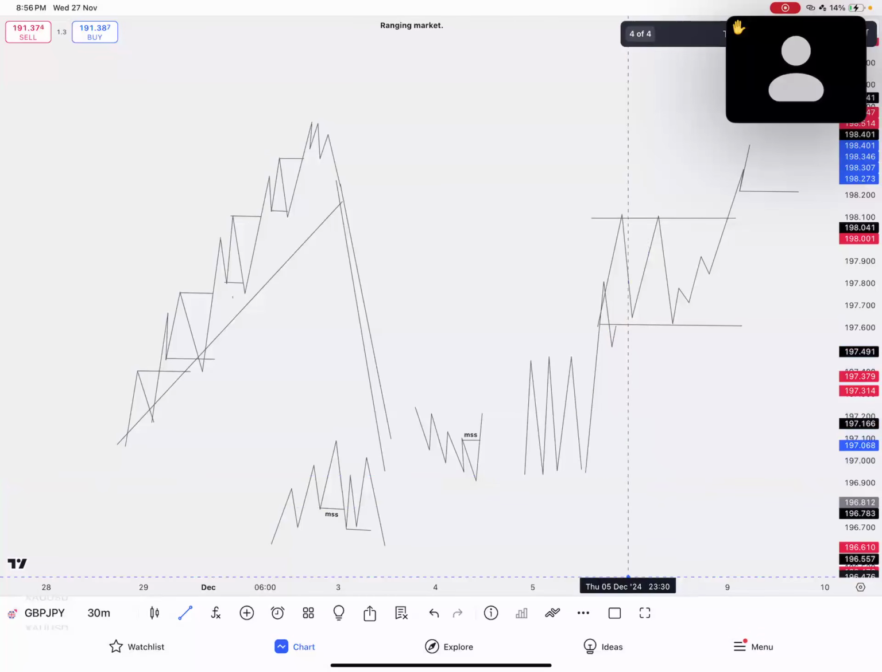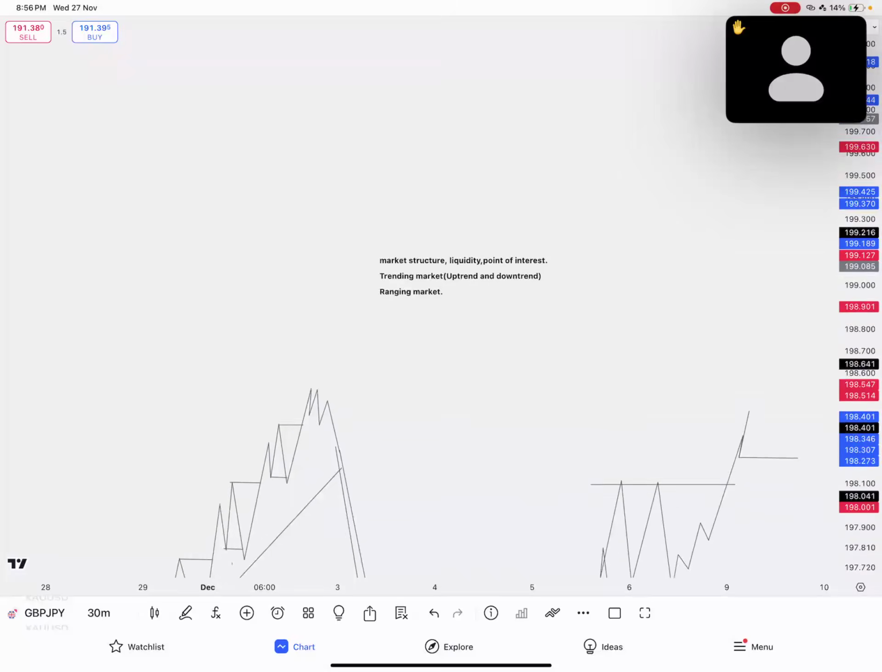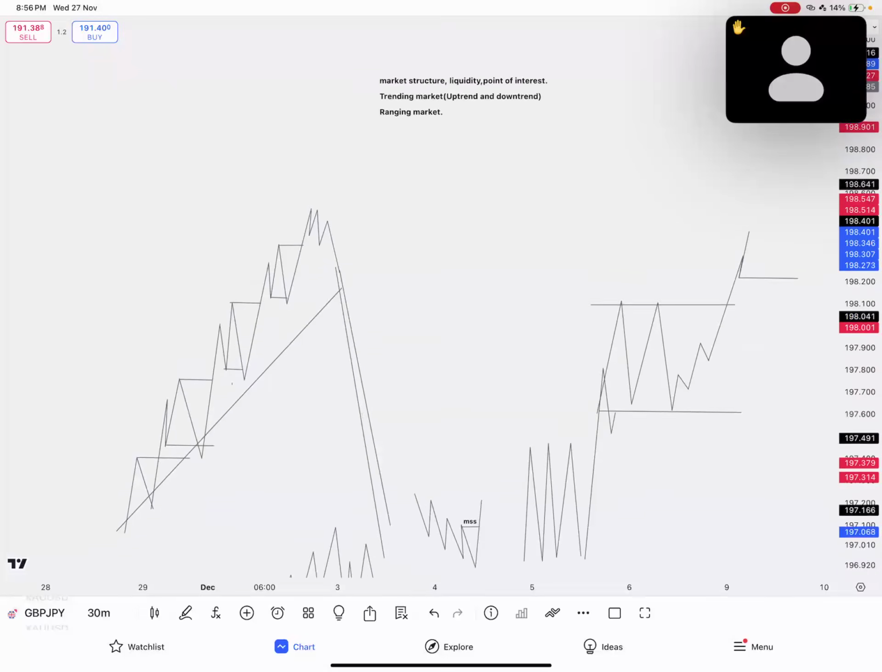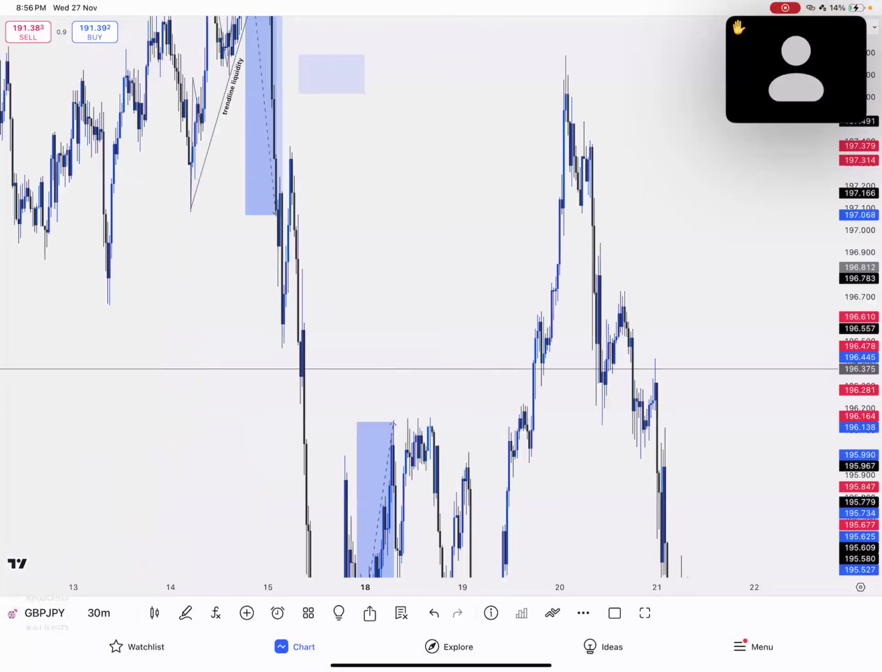That's just it. So I've talked about the inducement, which is the first valid pullback that the market makes after a structure shift or a break of structure. Now it's time to talk about point of interest. Okay, let me mark the inducement on the chart.